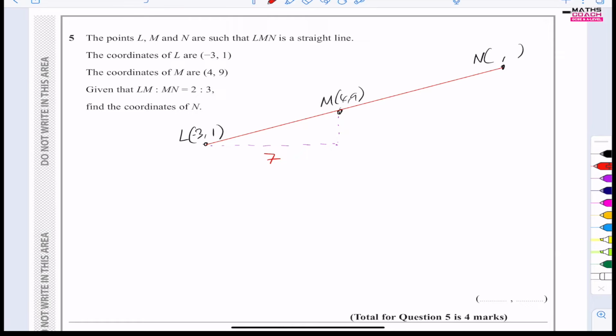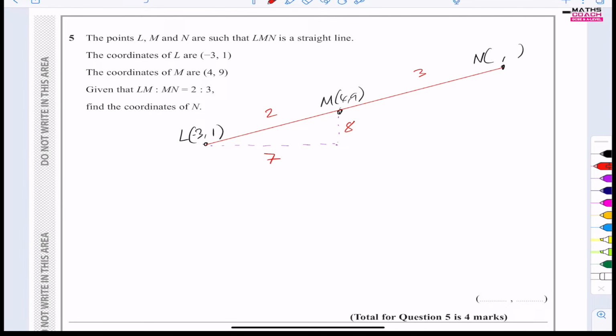7 units across. Likewise, we go from here up, so we go from a 1 down here to a 9 up there. Again, that's 8. So going up is 8. Now we are told that the ratio of L to M and M to N is in the ratio 2 to 3. So that means this is 2 and this is 3. So 5 parts in total, right?